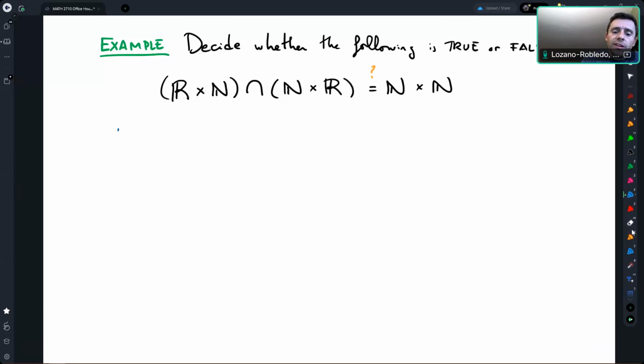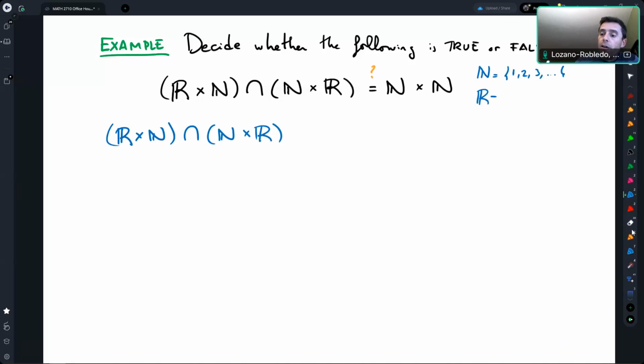So first of all, what does R cross N intersect N cross R mean? By the way, some notation here, N is the natural numbers, 1, 2, 3, and so on. And R is the real numbers. And of course, the natural numbers are contained in the real numbers. There's a lot more real numbers, but the natural numbers is a subset of the reals.